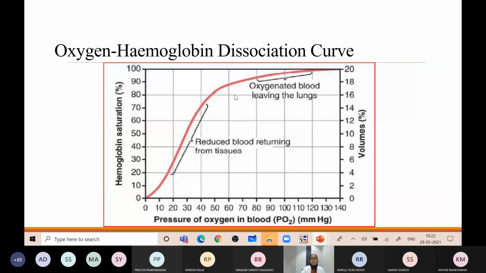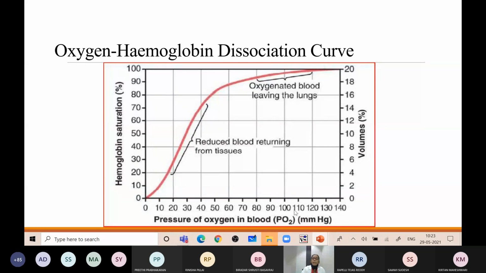So if you consider 60 also, see how much is the oxygen saturation? 90%. 90% hemoglobin saturation occurs at PO2 60 also. That means hemoglobin is 90% combined with oxygen here. That means if the PO2 level has decreased to 60 mm of Hg also, our hemoglobin will be 90% saturated. This is one of the very important factors.